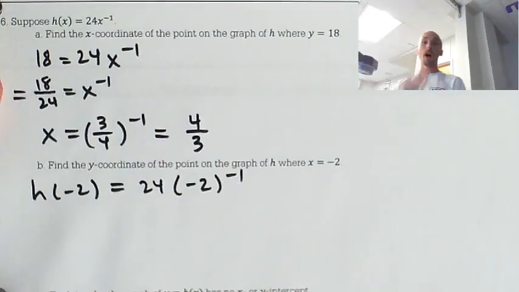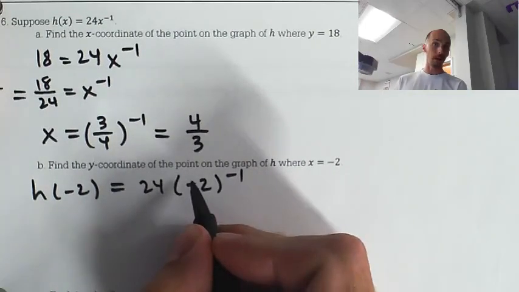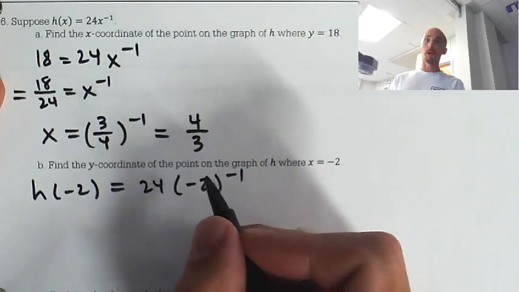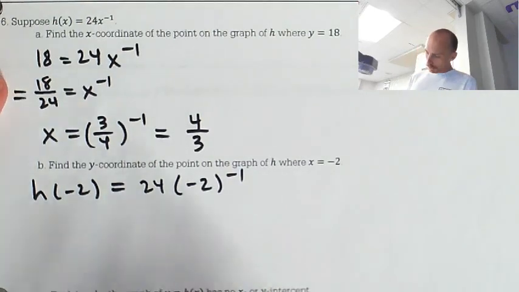Now, let me tell you what's not going to happen here. This negative up here is not going to affect this negative down here. That's the difference between a negative number and a negative exponent. A negative exponent brings in fractions. A negative number, you know about negative numbers. You've been knowing about it for a long time.